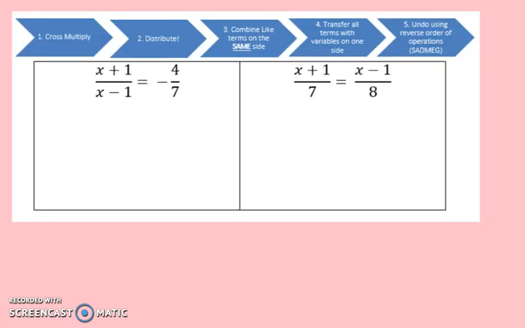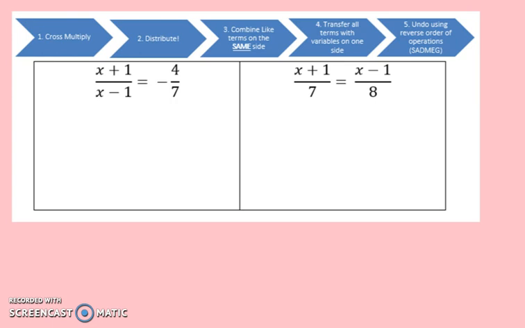Now, the steps for solving equations with proportions are almost identical to solving multi-step equations. The only difference is the first step. The first step is to cross multiply. When we cross multiply, it's numerator times the denominator of the other fraction, and numerator times denominator.